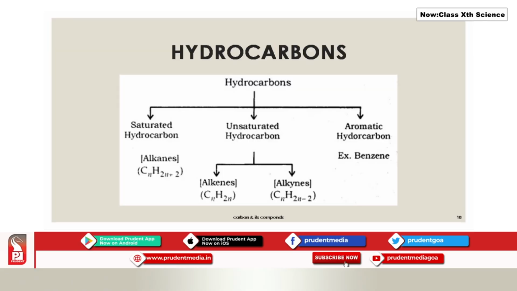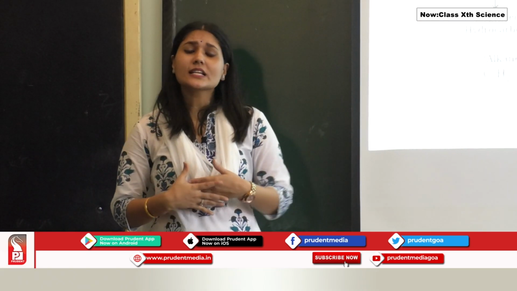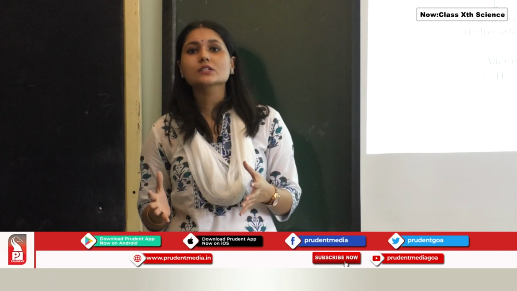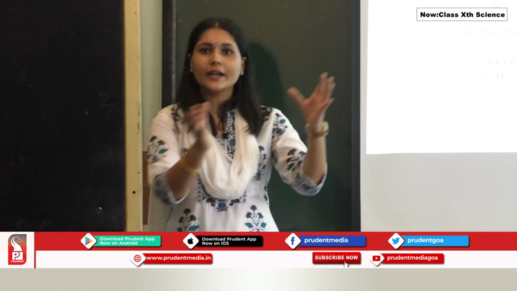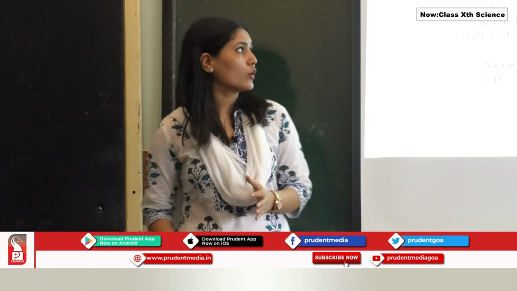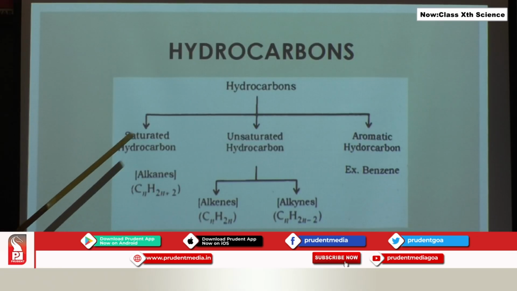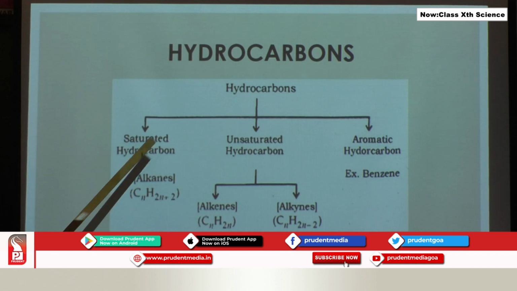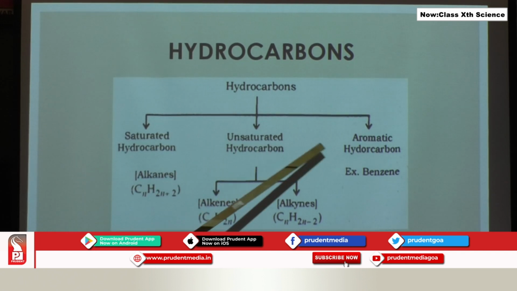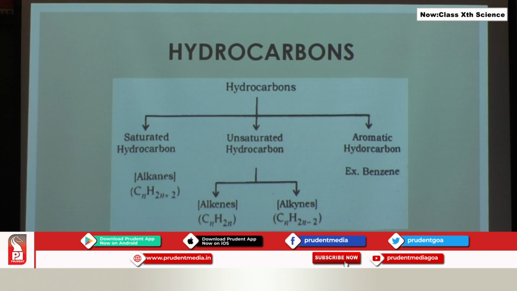Now let us move on to hydrocarbons. What are hydrocarbons? These are widely found compounds. Compounds consisting of carbon and hydrogen are called hydrocarbons. Hydrocarbons are of three types: saturated hydrocarbons, unsaturated hydrocarbons and aromatic hydrocarbons. We are going to learn each one of them in detail.